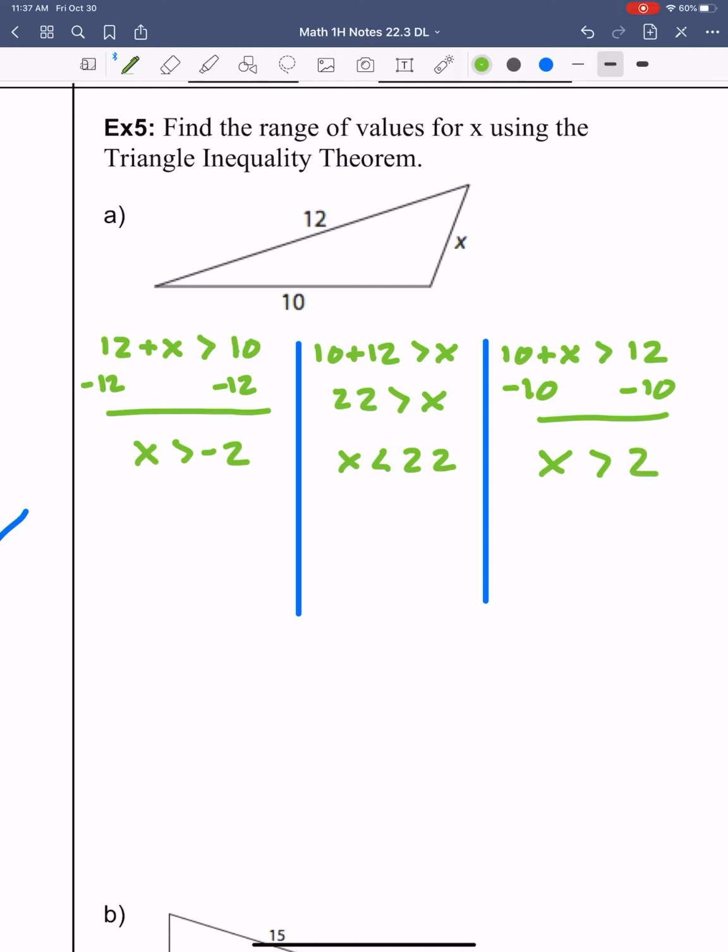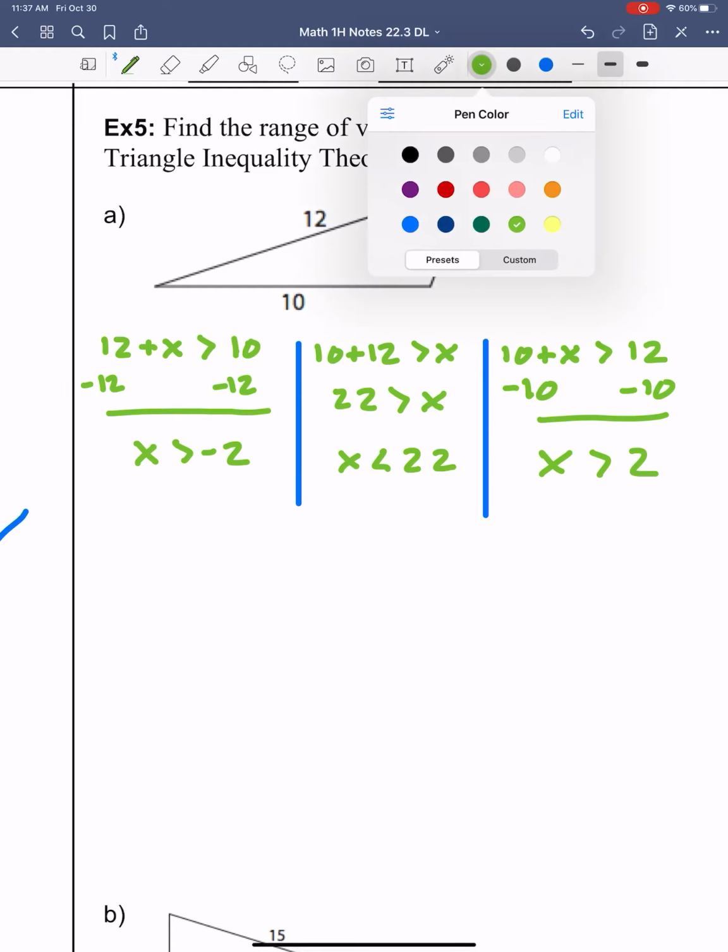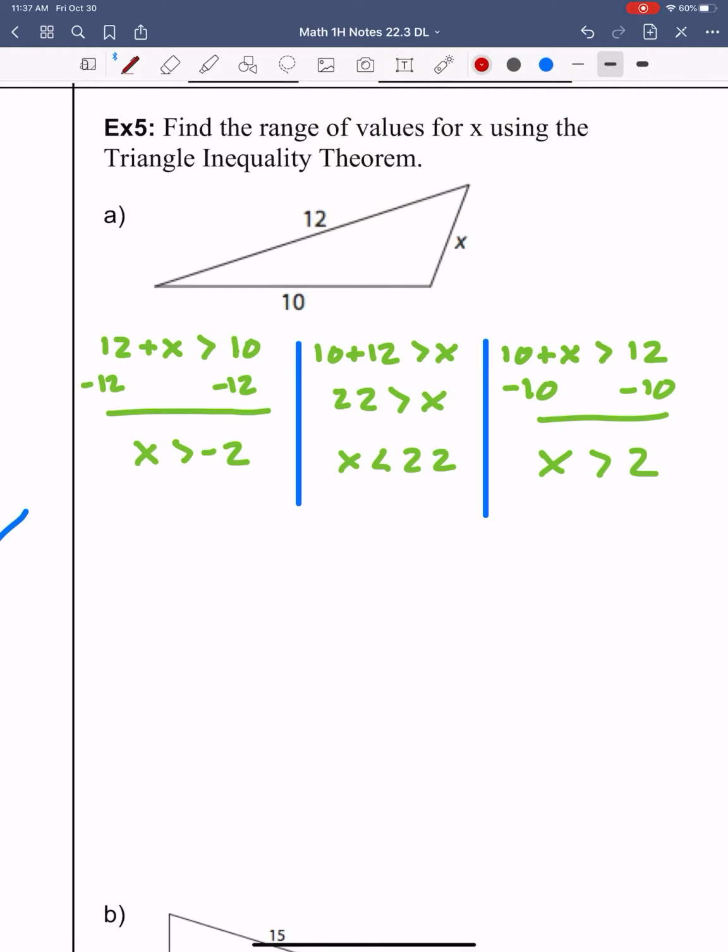Okay, so we've got a bunch of different constraints here, right? The first one that I noticed right off the bat is that we've got x greater than a negative number. Okay, when we're talking about side lengths, negative numbers don't really make sense, right? Because we can't have a negative side length. Okay, so this one's probably just going to get eliminated because it's a negative number there. So let's look at the other constraints that I have. One of them is that x has to be less than 22, right? And then I also know that x has to be greater than 2, and that's from this constraint here.